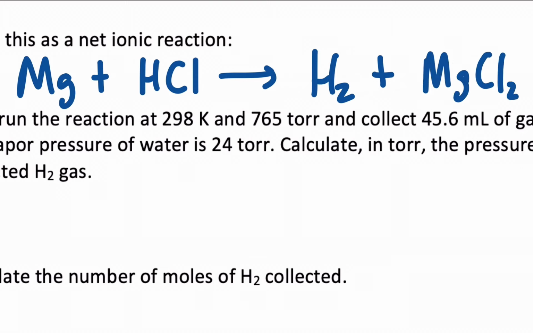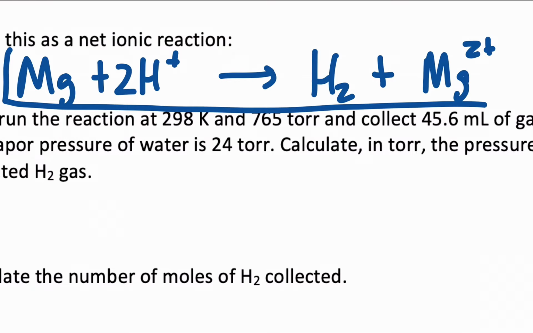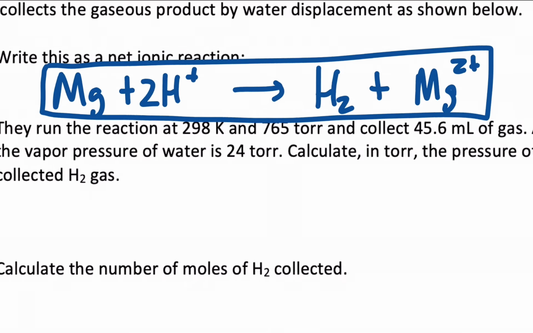However, that's not the net ionic. Chloride will be a spectator, so I'm going to get rid of the chloride in the beginning and put an H+. And I'm going to get rid of these 2 chlorides over here and put a 2+. That means I need a 2 in front of my H+ in the reactants. There's your net ionic reaction.